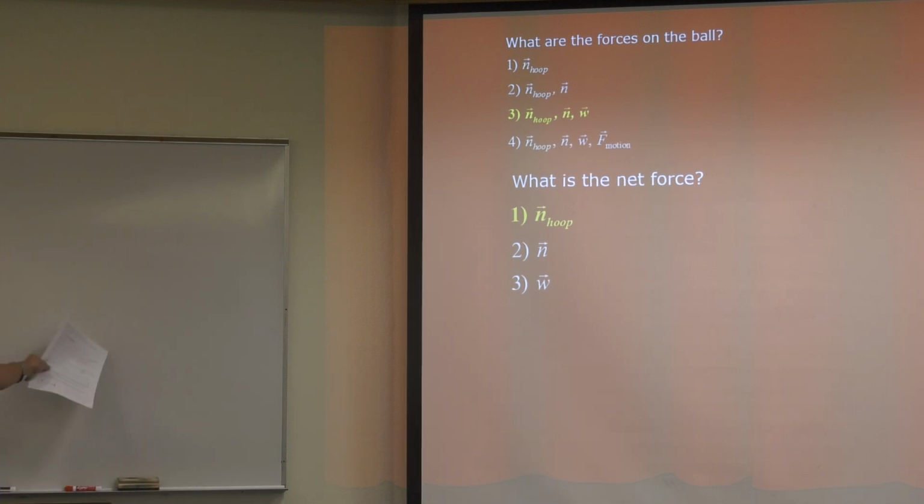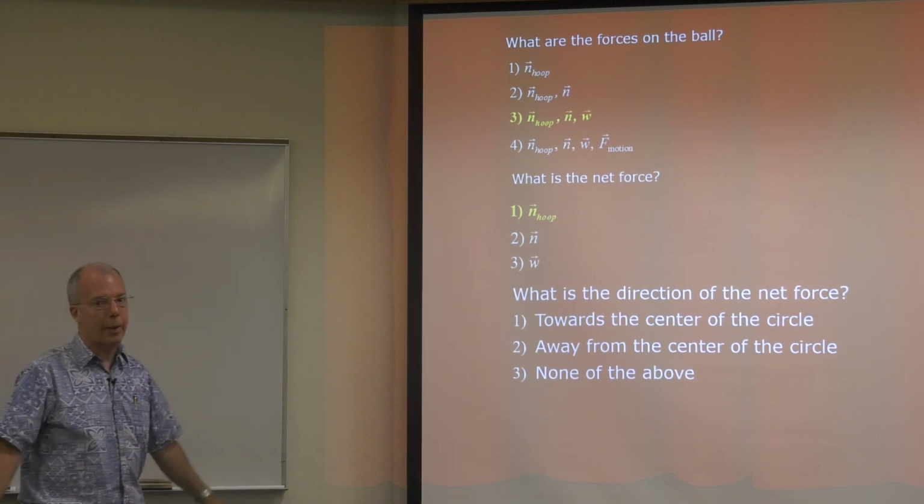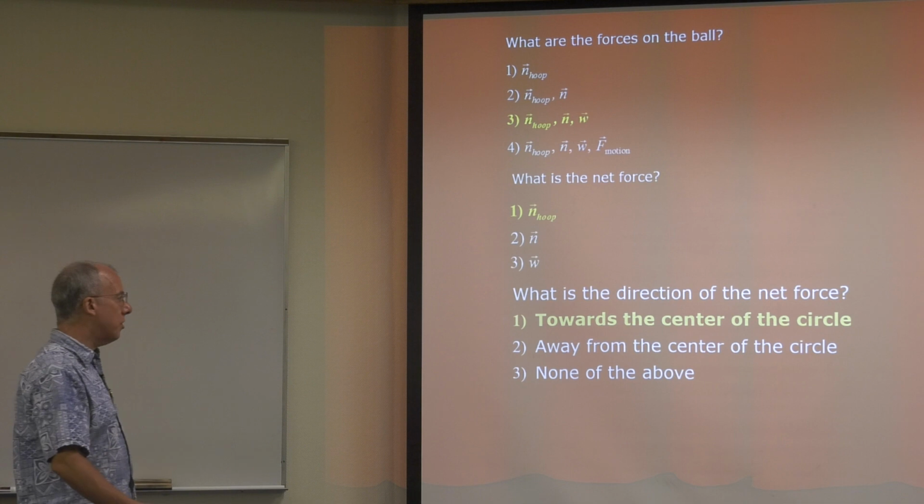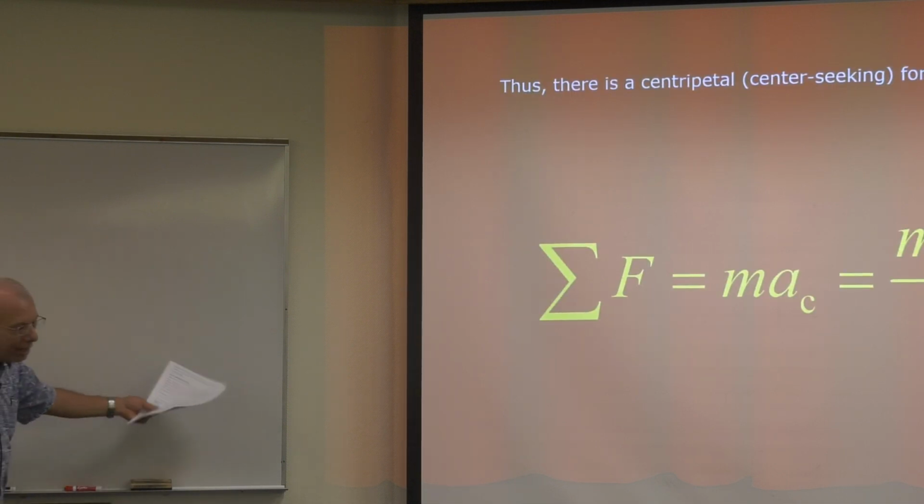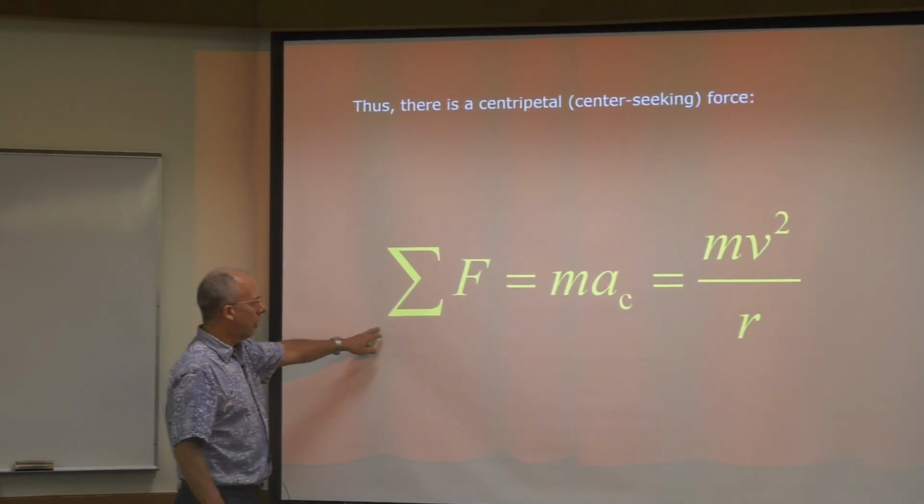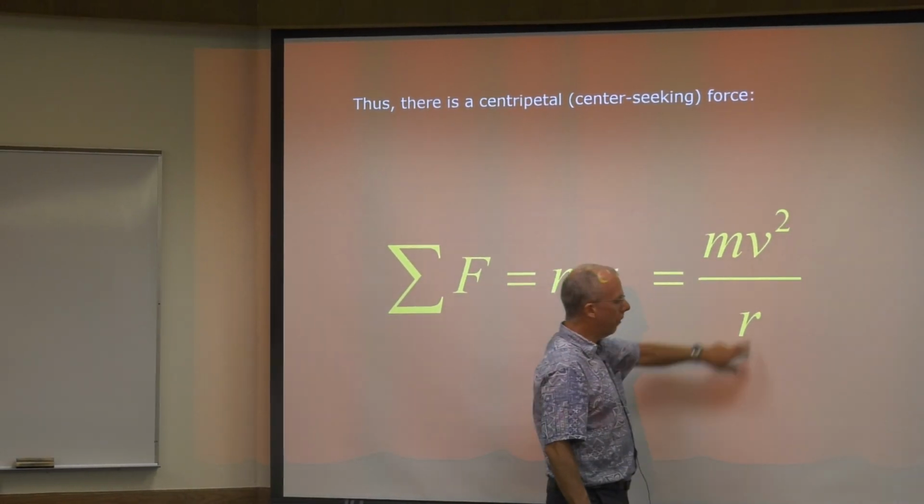All right. So what's the direction of that force? Well, it's going in a circle, so it has to be the direction towards the center of the circle. Therefore, the sum of the centripetal forces equals m a centripetal, which equals mv squared over r.